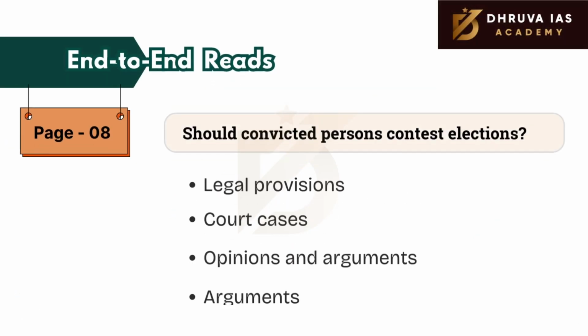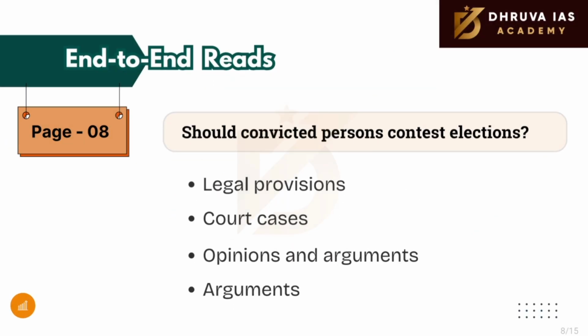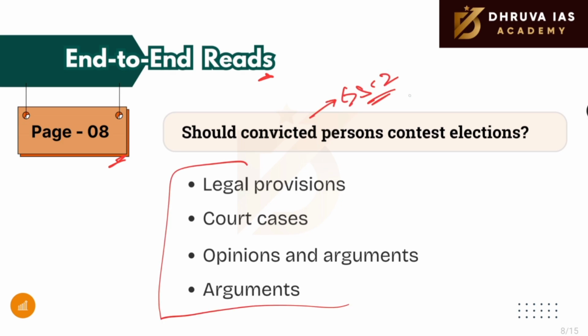The next article that we will be reading under end-to-end reads is in page number 8. It talks about whether a person who is convicted in a crime for more than 2 years of sentence, can they contest elections in their entire life? Couple of days back only, Supreme Court has taken a debate on the same issue, hence the analysis now. It is related to GS2, especially polity and governance. This particular article talks about criminalization of politics.